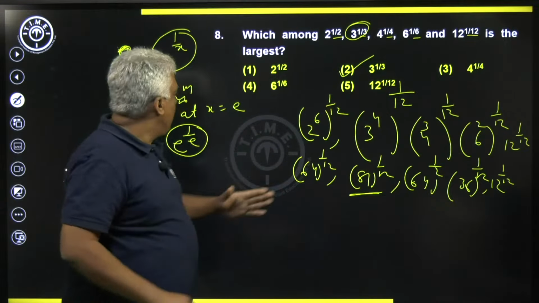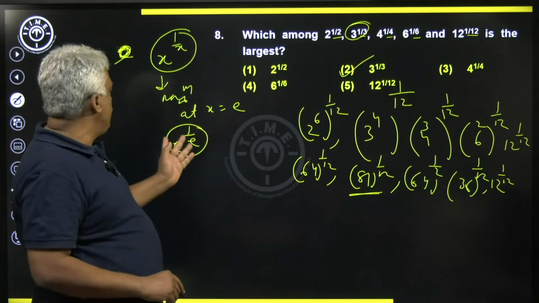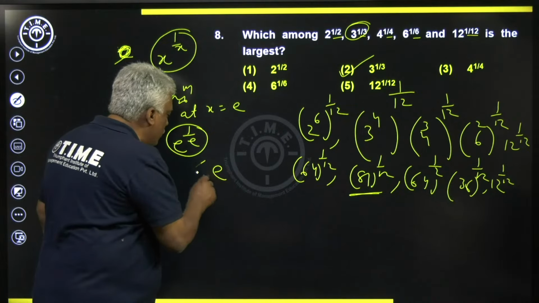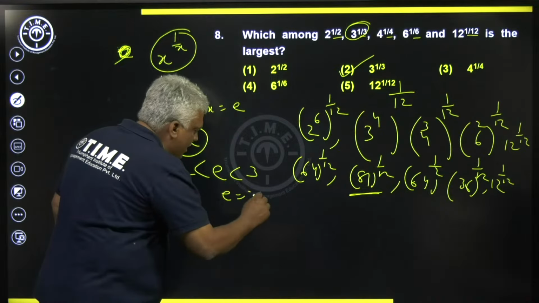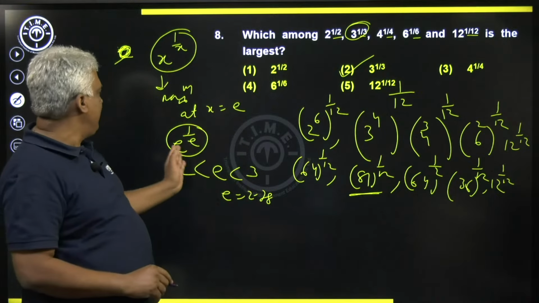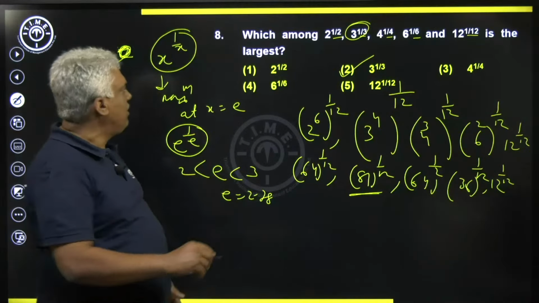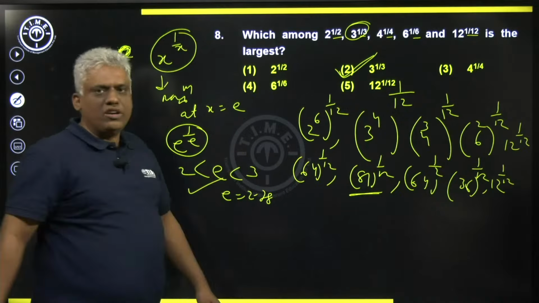Now here, e to the power 1 by e is not in the options. Which number is closest to e? You know that e is more than 2 and less than 3, and it is much closer to 3. e is 2.78 something, very close to 3. So the closest number to e is 3, and 3 to the power 1/3 is the answer. That's the ultra shortcut to this.